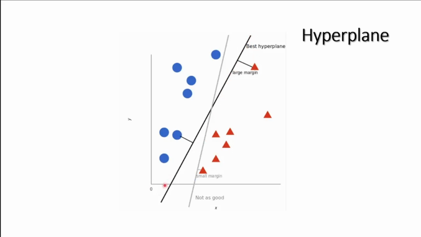For example, we just focus on the black hyperplane over here. We have a large margin between the blue data points and the red triangular data points. Compared to the gray shaded line, we have a small margin over here, and also a small margin for the closest data points, or what you call support vectors. Comparing the black solid line to the gray shaded line, we can see that the black one is better than the gray shaded line as a hyperplane, according to the margin.